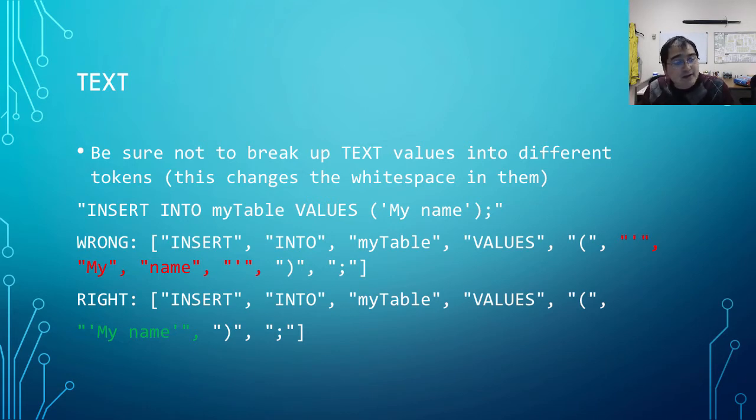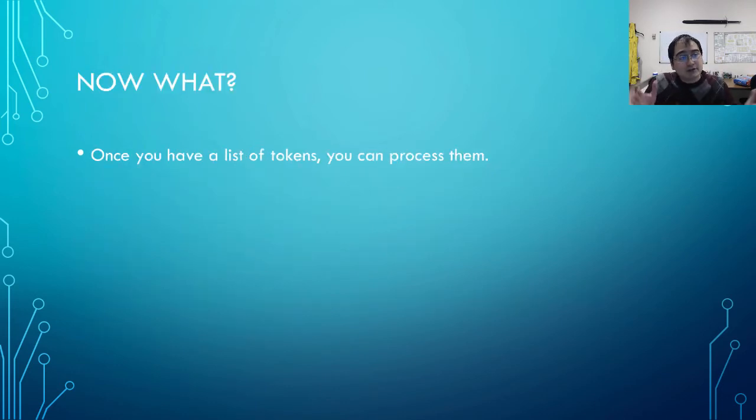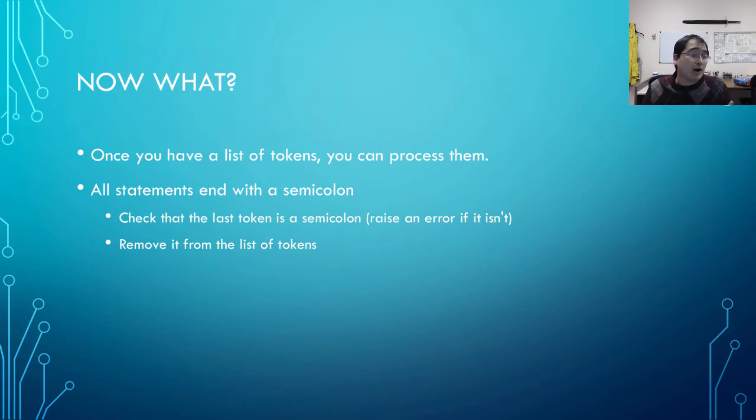But let's say that we got this process working. We were able to tokenize SQL style statements. So once you have a list of tokens, you need to start actually processing them. You need to actually do what that SQL statement commands. So an easy thing we can start with is the fact that all statements need to end with a semicolon. So you should check that the last token is a semicolon. If it isn't, raise an error. And then you can remove it from the list of tokens. Okay? We check if it's there, we get rid of it. It's not meaningful after that point.